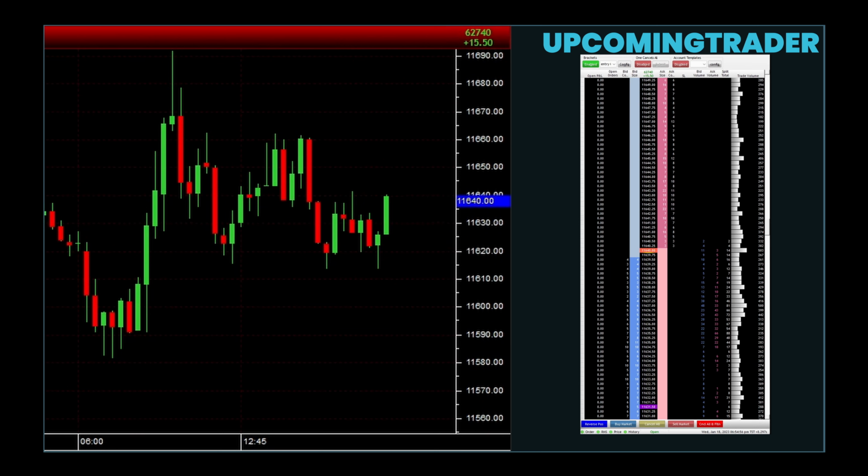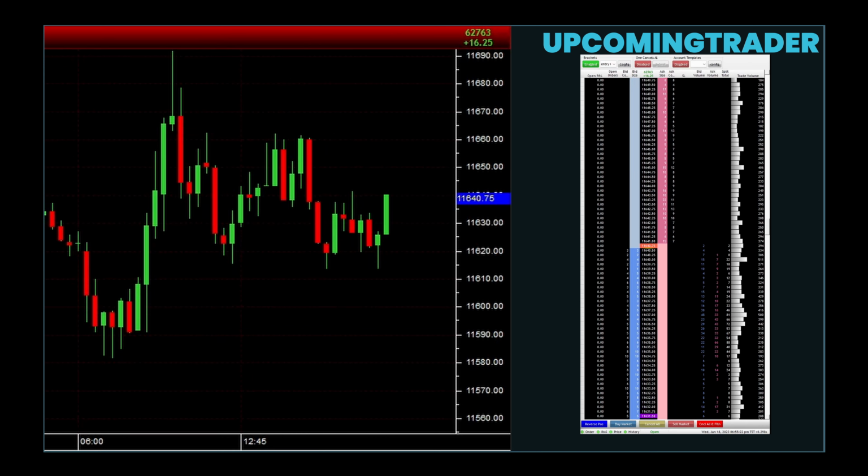The value area high and low are also important. These are the edges of that zone where most of the trading happened. If the price is at the value area low, that could be a good spot to consider buying because it might move back up through the value area. And if it is near the value area high, it might be a good time to look for selling opportunities.